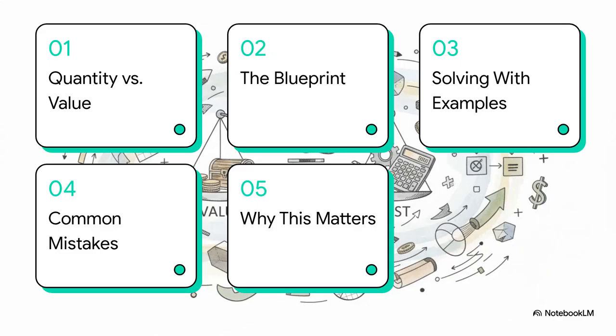So here's the game plan. First, we'll get crystal clear on the difference between quantity and value. Then, I'm going to hand you the two-equation blueprint that is the key to everything. After that, we'll put it to the test with some real examples, I'll point out the common traps to sidestep, and finally, we'll see why this stuff actually matters way beyond your next test. Ready to jump in? Let's do it!